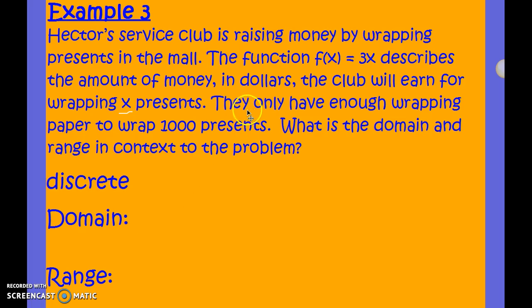If you look at the second to last sentence, it says they only have enough paper to wrap 1,000 presents. So when I write my domain, I could wrap 0 presents, I could wrap 1 present, I could wrap 2 presents, I could wrap 3 presents, all the way up to 1,000, because it says I have enough wrapping paper for 1,000. So when you do your domain, you're going to use your squiggly brackets. You're going to have 0, 1, 2. To save time from writing all the numbers to 1,000, we're going to put 3 dots to signify that, all the way up to 1,000.